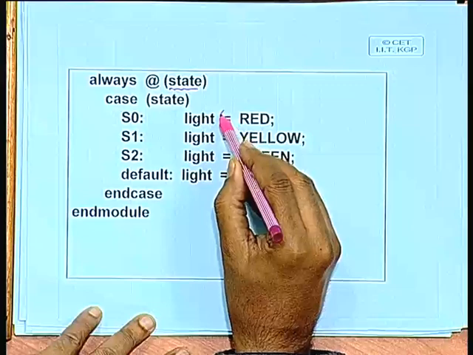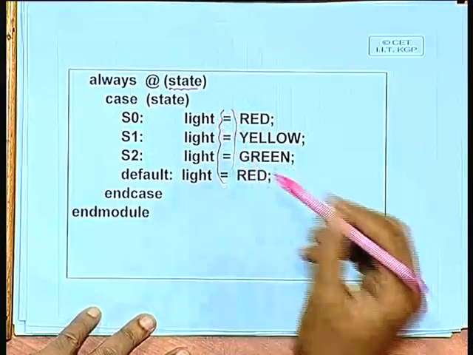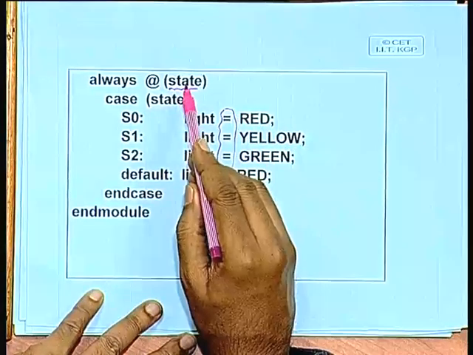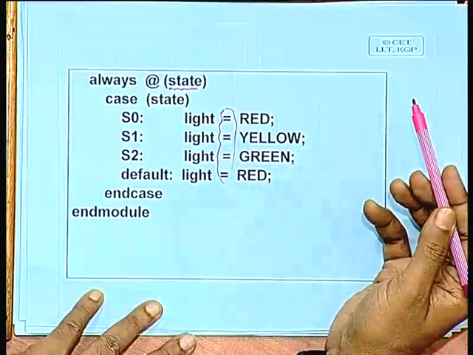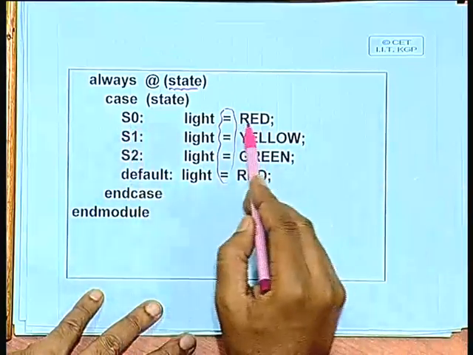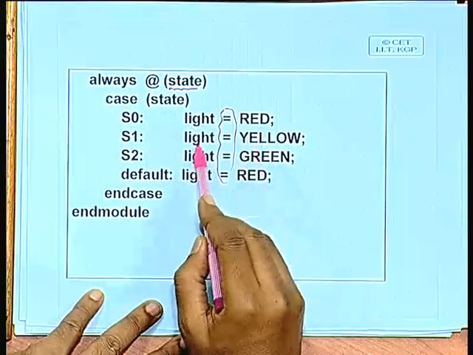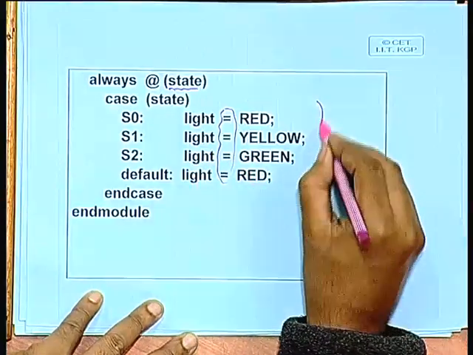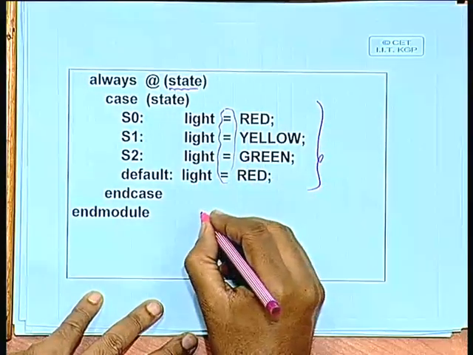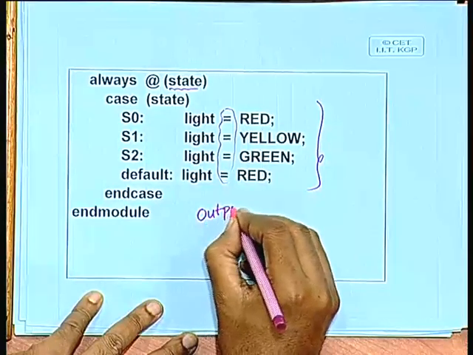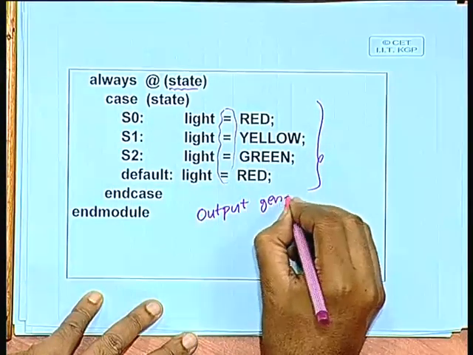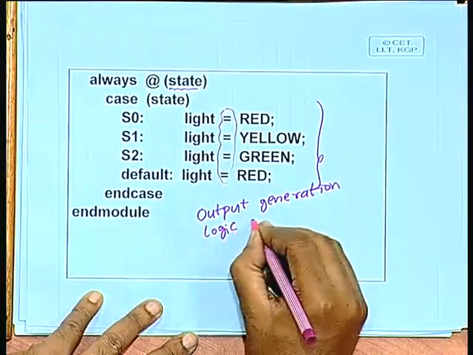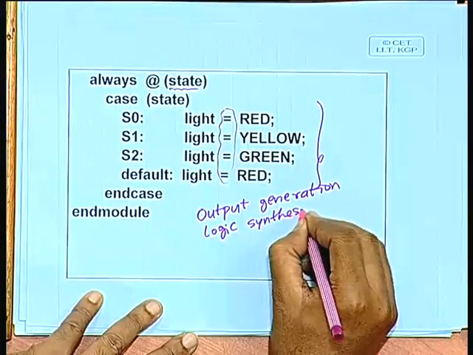and you recall this is a blocking assignment, equal to. So, blocking assignment normally, if it is not triggered by a clock, is synthesized into a combinational logic. So, if it is S0, this red pattern is stored in light, if it is S1 yellow is stored, if it is S2 green is stored, if it is default red is stored. So, if you specify in this way, then what will happen is that the output generation logic is synthesized as combinational circuit.